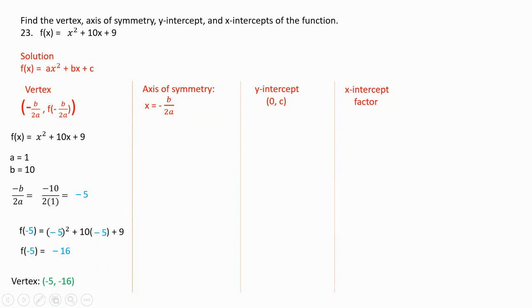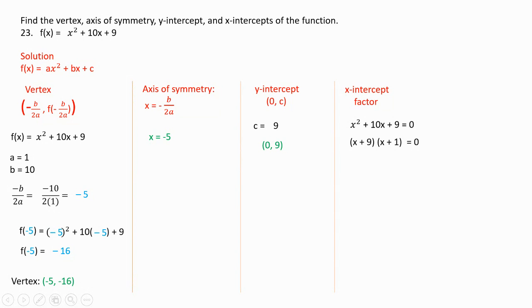Once you find your vertex, you also found the axis of symmetry. It's going to be x equals negative 5. The y-intercept is a constant, which will be (0, 9). That's always your y-intercept. For the x-intercepts, we have to factor, right? To factor, we let y equal 0 and solve for x. So this will be x plus 9 and x plus 1.